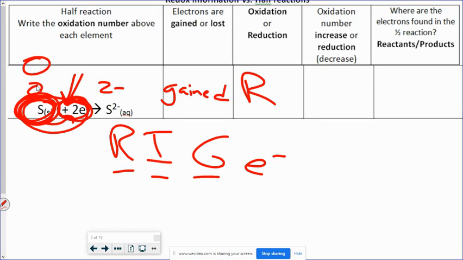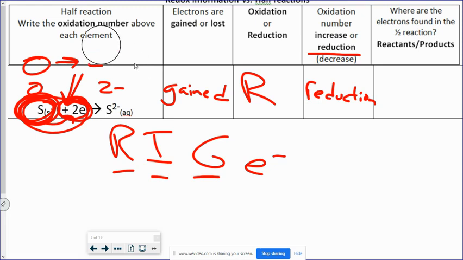We went from a zero to a two negative. That is a decrease in oxidation number, or better yet, a reduction in oxidation number. And that's one of the key things that you're going to see in reduction reactions, that the oxidation number is reduced. And that's the key part.